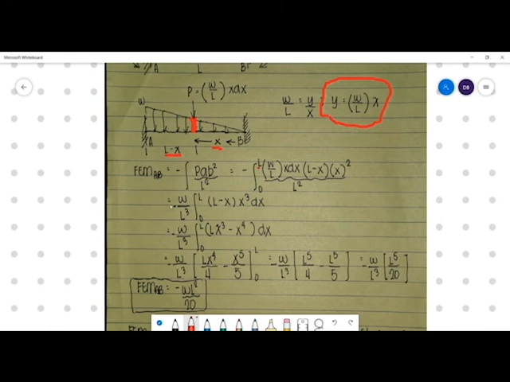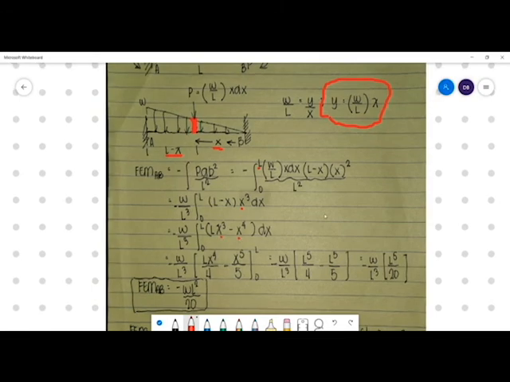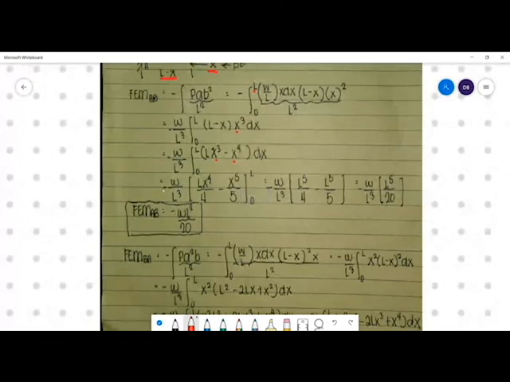That will also be equal to negative W over L cubed times the integral from 0 to L of L minus x times x cubed dx. That will result in W over L cubed times Lx cubed minus x to the fourth dx. So, equal to negative W over L cubed times Lx to the fourth over 4 minus x to the fifth over 5, from 0 to L. We substitute L and 0.